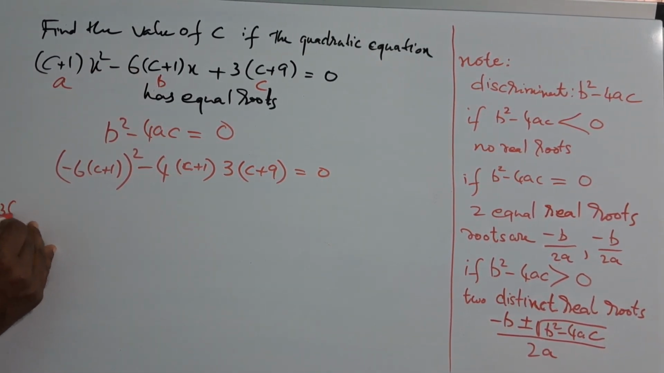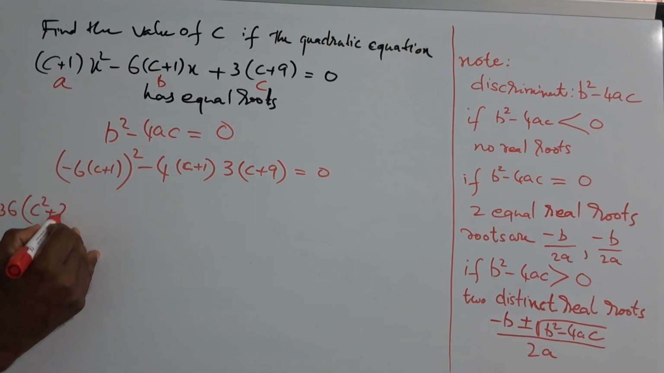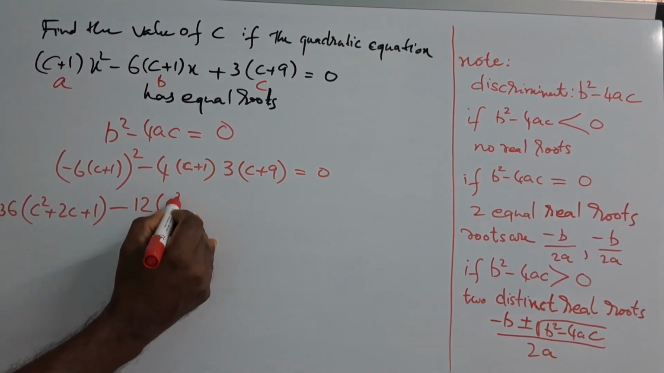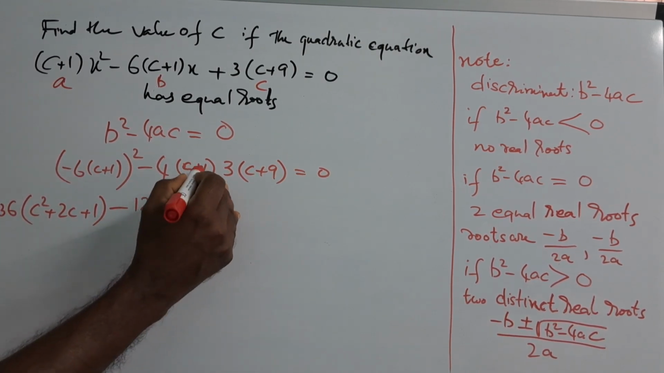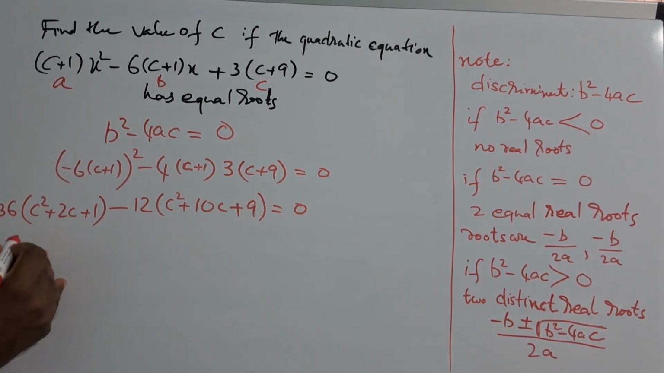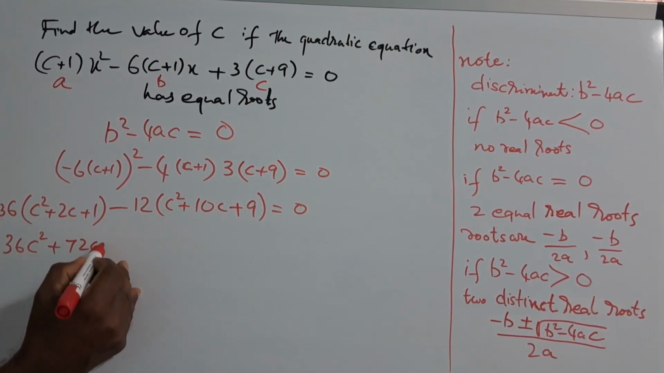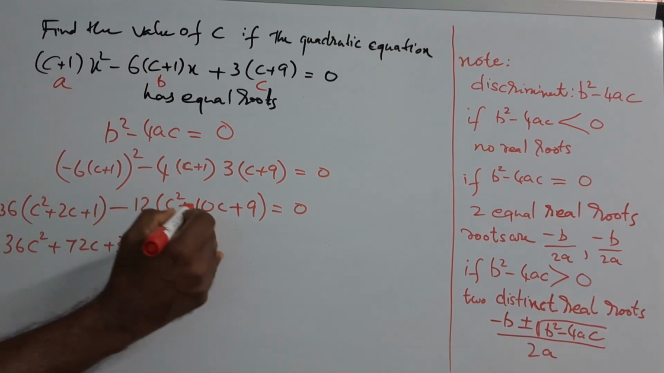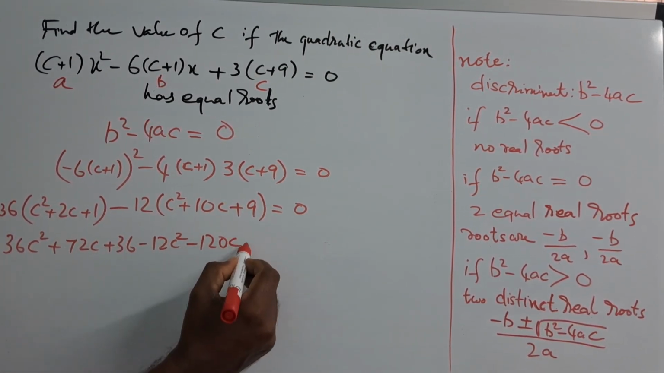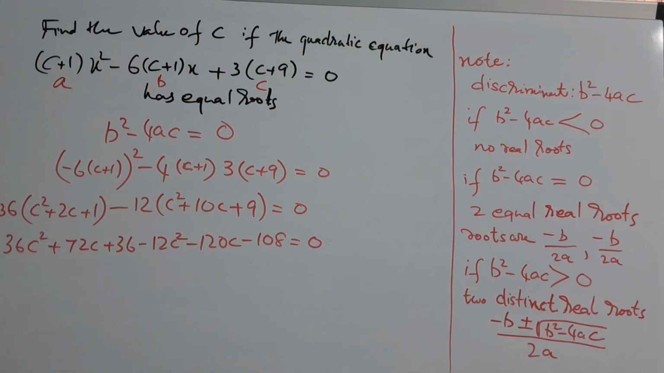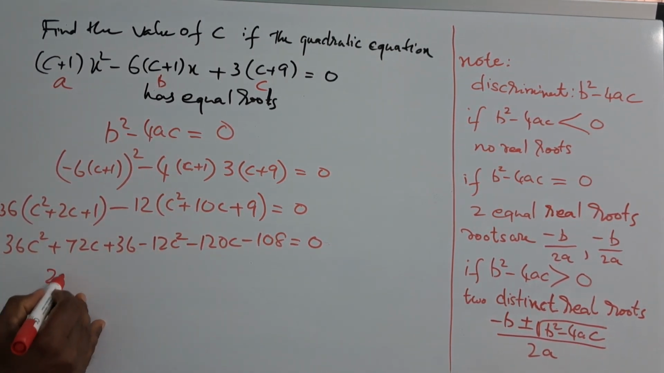Let's expand. 36 into c square plus 2c plus 1 minus 12 into c square plus 10c plus 1 plus 9 into c, 10c plus 1 into 9 is equal to 0. 36c square plus 36 into 2, 72c, plus 36 into 1, 36, minus 12 into c square, minus 12c square, minus 12 into 10, minus 120c, minus 108 is equal to 0.